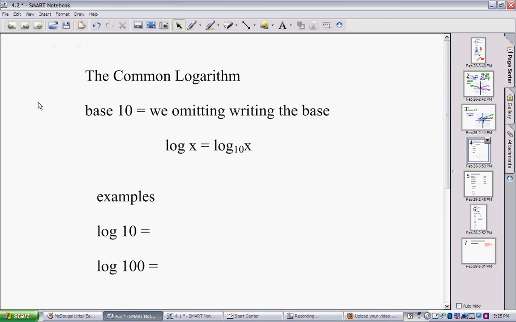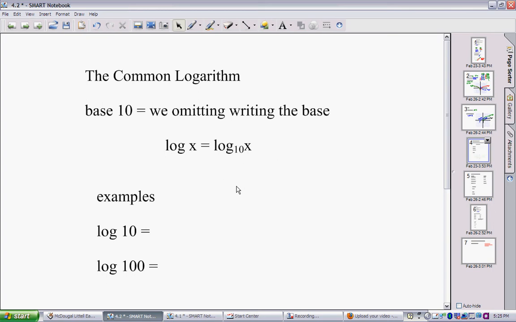The common logarithm has to do with our current number system. We are on tens, 20s, 30s. You have 10 fingers, you have 10 toes. So, the common logarithm is base 10. We shorten it by omitting writing the 10 for the base. So if you ever see log x, or log and then a regular sized number, it's always base 10.